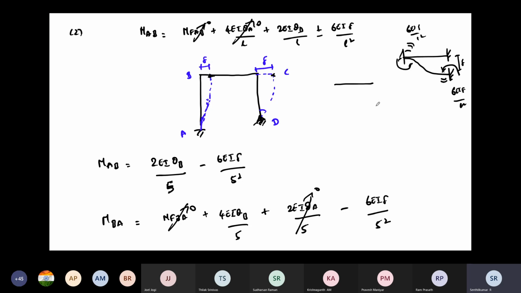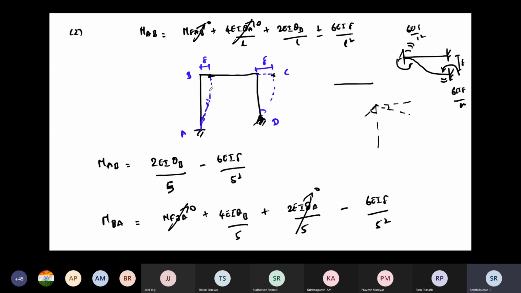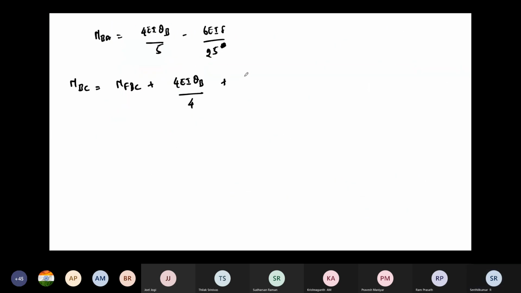It will be like that. This rotation will be at the joints, because of the loading. So MBC will be MFBC plus 4EA theta B by L. What is your L? This is 4 meter. Then plus 2EA theta C by 4 meter, then plus or minus 6EA delta by L square.